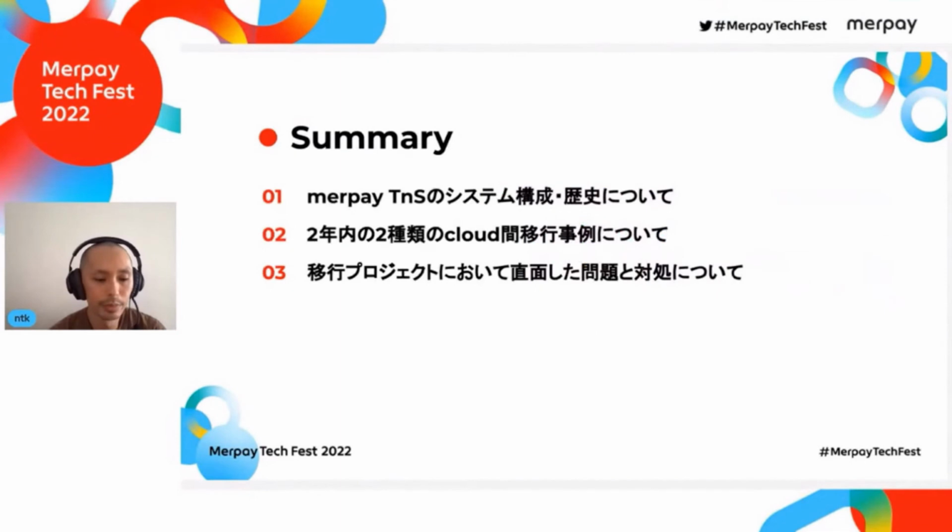Finally, summary. At the beginning of this session, I introduced the Merpay TnS Trust and Safety Team, its system configuration, and history. Then I explained the two types of cloud-to-cloud migration in the past 2 years and why we did it. Finally, I covered the three problems we faced in the migration project, namely priority and direction, project management, and uncertainty, and how we dealt with each of them.